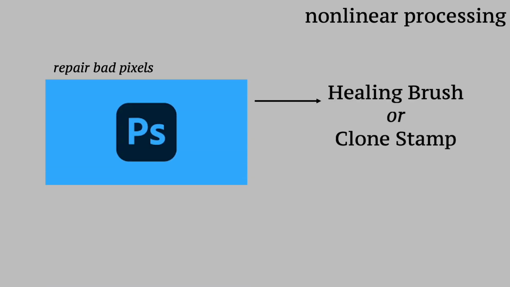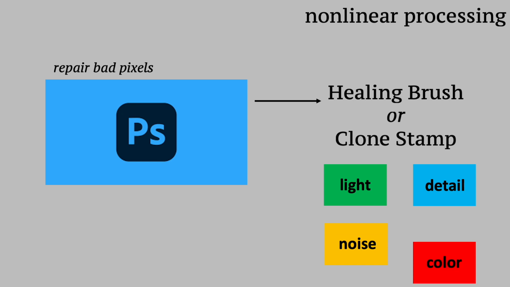Continuing on with our non-linear processing, next thing we want to do is repair bad pixels. And so we want to go through the entire image. We want to zoom in on the entire image and go through it very carefully and see if there are any pixels that we missed. Maybe there are some hot pixels or cold pixels that didn't get taken out during our calibration frames or cosmetic correction or some other work that we've done. And so we have a chance in Photoshop to do this. And we can use the healing brush or clone stamp to do that. And so if we find a bad pixel, we can replace it with pixels that are surrounding it pretty easily in Photoshop. And so this is both a light, a detail, a noise, and a color issue.